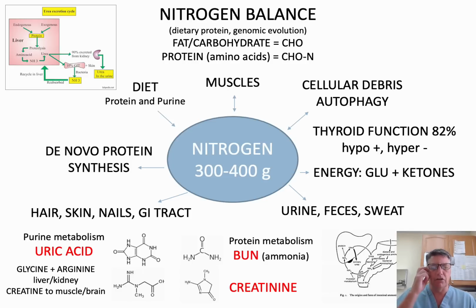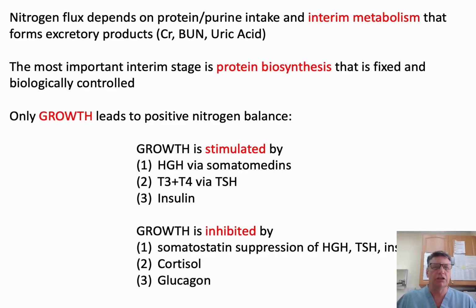And then a large amount of positive nitrogen balance goes toward de novo protein synthesis, not just muscles, but other proteins in the body. The waste products of protein are seen in uric acid, in creatinine, and in blood urea nitrogen, which in humans is the commonest form of nitrogen excretion through the kidneys, through the gut, and we can monitor that to determine the nitrogen balance. Nitrogen flux depends on protein intake and then intrametabolism toward proteins by the human body, followed by the formation of those excretory products.